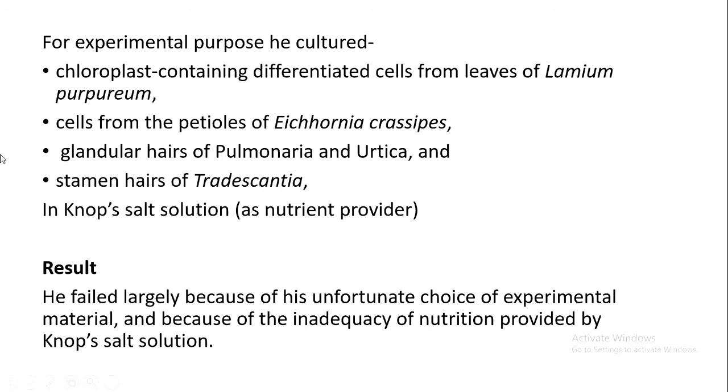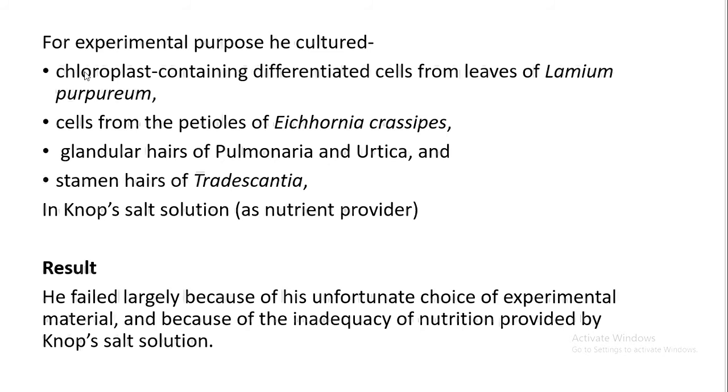However, he failed. Now let's see why he failed. He failed largely because of his unfortunate choice of experimental material. Although he took different types of cells from different organs of a plant, he never took the exact one. At present, we all know that it is the cell of a tip, either apical meristem or apical root tip. From a tip, we have to take cells in order to let it grow, or in order to generate callus or a whole plant from it.